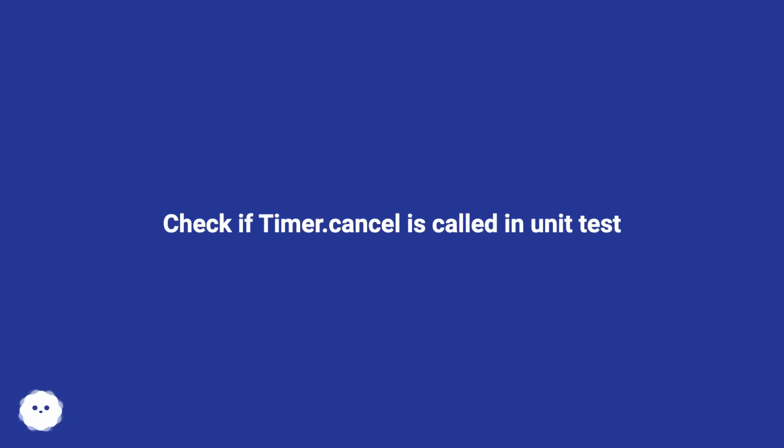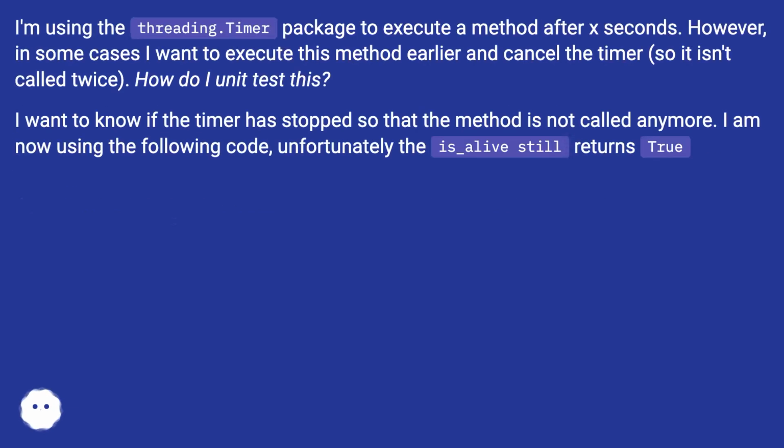Check if Timer.cancel is called in unit test. I'm using the threading.Timer package to execute a method after X seconds. However, in some cases I want to execute this method earlier and cancel the timer, so it isn't called twice. How do I unit test this? I want to know if the timer has stopped so that the method is not called anymore.